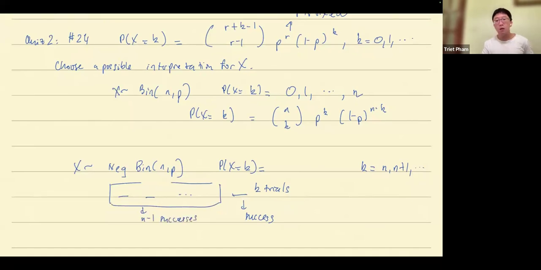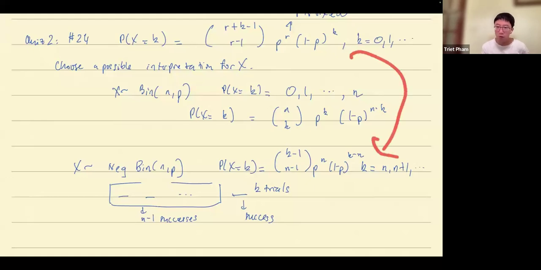So therefore, it will be k minus 1 choose n minus 1. And then the probability of success is going to be p to the n, because there are n successes total. The probability of failure is 1 minus p, raised to k minus n, because that's the number of failures remaining. Okay. So this should be compared with a negative binomial.